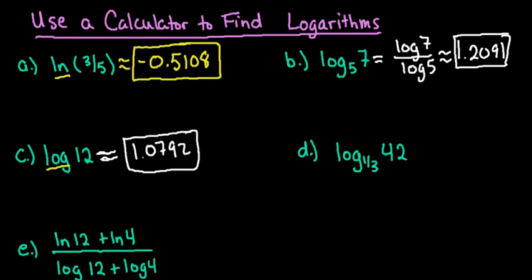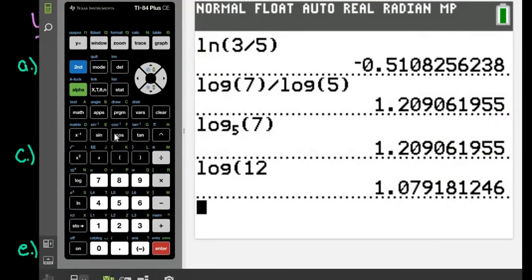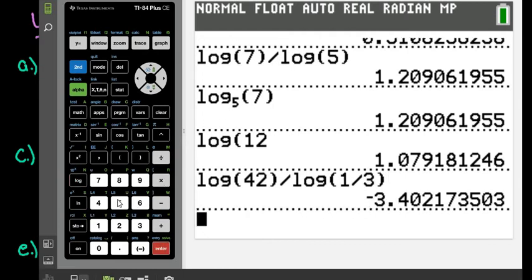Even if you have a fractional base, you would still do the same thing, and you would just do log of 42 divided by log of 1/3. Do be careful, and I forgot to mention that up here, but do be careful to make sure that you close the parentheses after the 42. So when you do type in the log of 42, you do have to close the parentheses before doing the divided by log of 1/3. If you don't, it does change your answer. I will show you it does change your answer drastically.